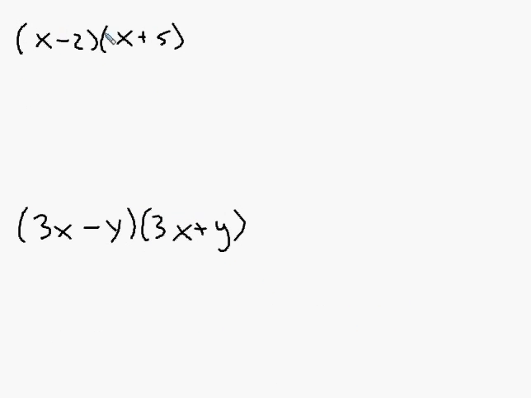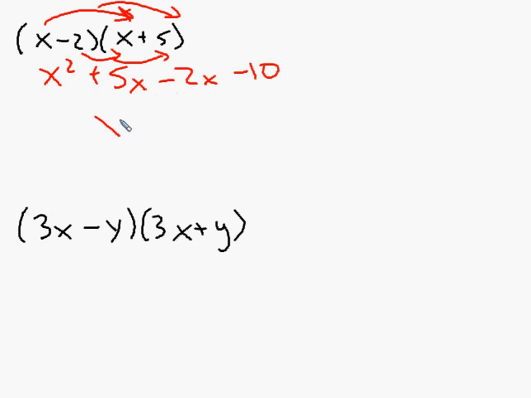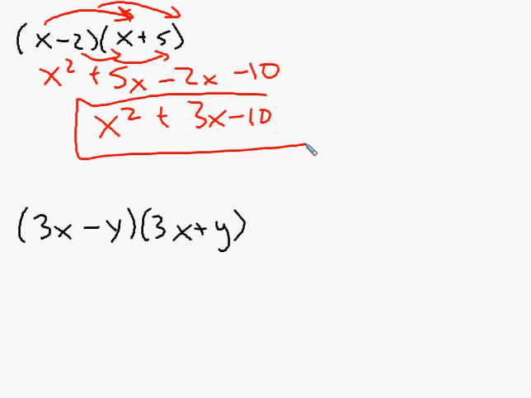Alright, now we are multiplying. So this times both of those. And this times both of those. And I get x squared plus 3x minus 10. Same thing here. This times both of those. Notice these are only different by sign.